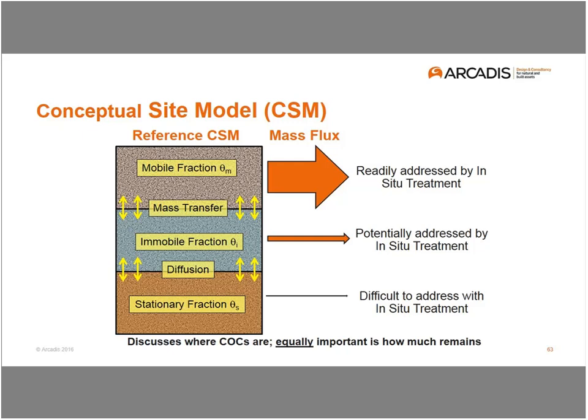Now, what this conceptual site model shows with the thickness of these arrows and the percentage of mass flux talks about where the contaminants are moving. But what's certainly equally important is how much of the contaminant mass remains. And a lot of that was getting at what Rick was talking about with the residual LNAPL. That cannot be understated as an important differentiator as to whether or not chemical treatment in particular is applicable.